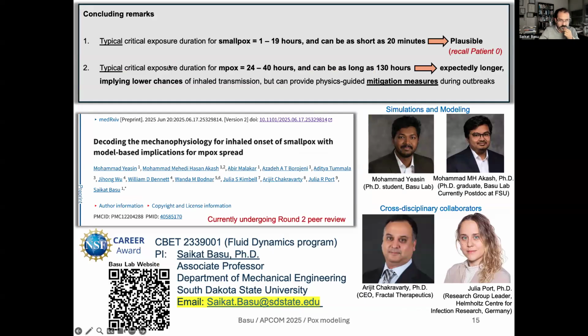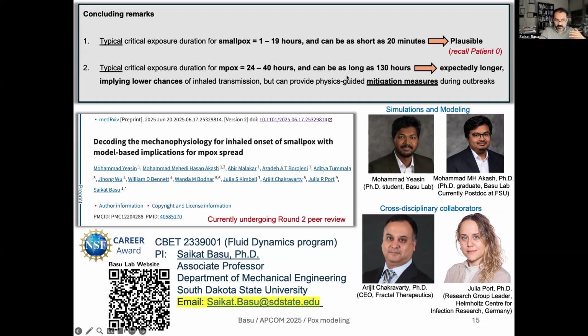So overall, in conclusion, we see that this model that we have developed by integrating fluid dynamics in complex physiological domains with virology and immunology does give us realistic estimates for critical exposure duration that have some level of cross-technique validation. The typical exposure durations for smallpox from our work is between 1 to 19 hours, but it could be as short as 20 minutes based on viral evolution. Now, this sounds very plausible if you think about the patient zeros example that I related at the very beginning.